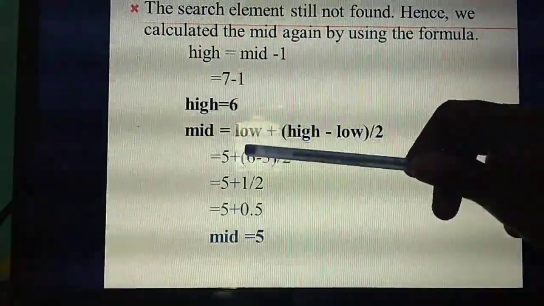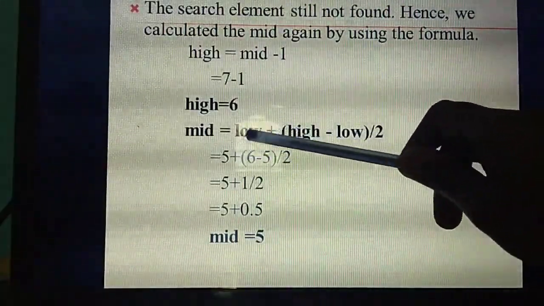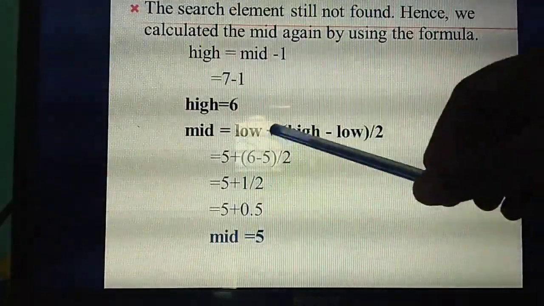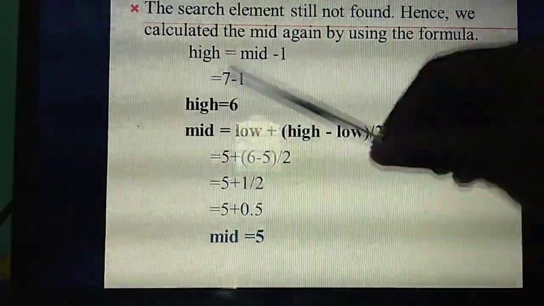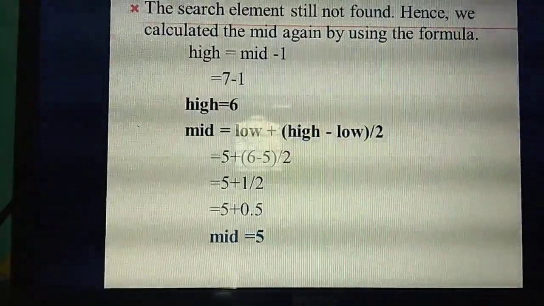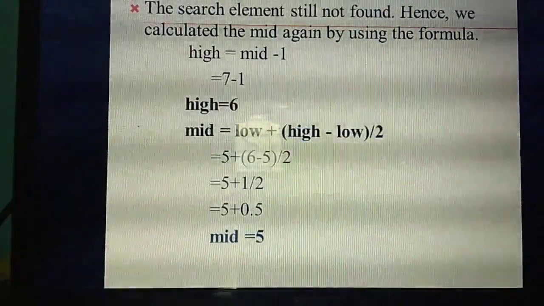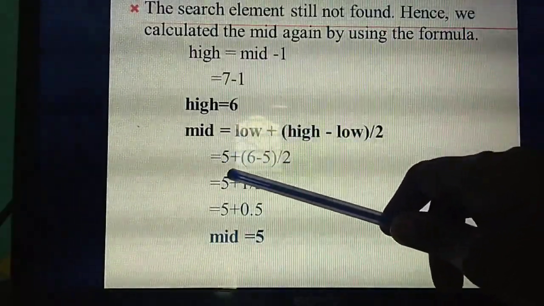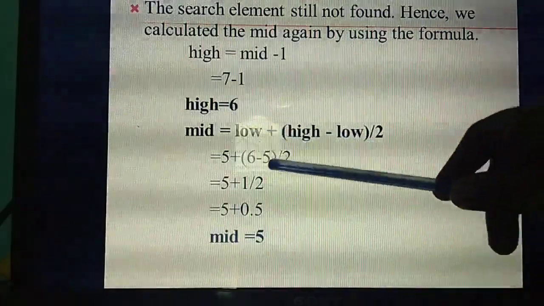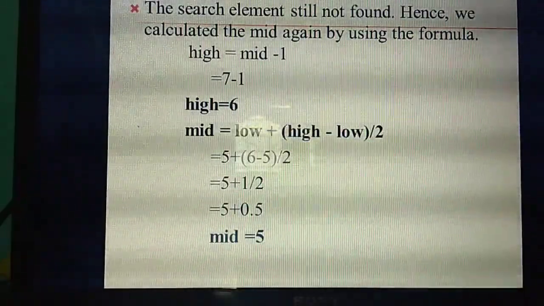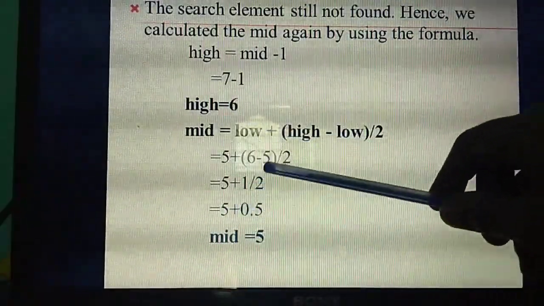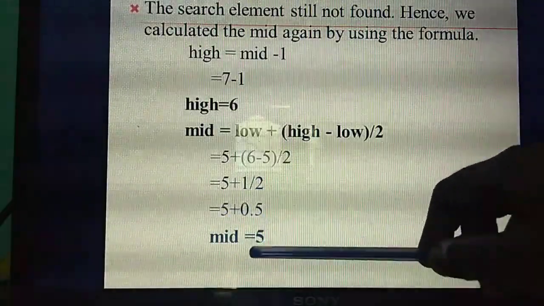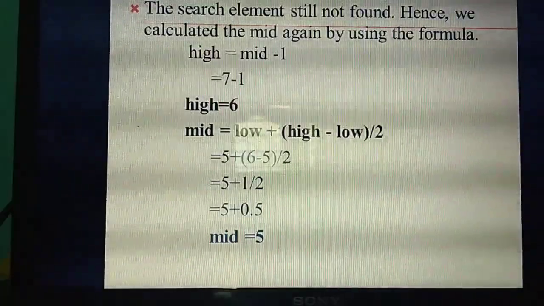So you substitute. Low is also the value you got at the last. In the last slide I explained what lowest value you get: 5. Substitute the same value only. Don't substitute from the first itself. What's the last lowest value you get? That one you need to substitute. 5 plus, now what's the highest value? 6 minus 5 divided by 2. So it equals 5 plus (6 minus 5) which is 1, divided by 2. So 5 plus 1 divided by 2 means 0.5. So 5.5. Now the mid value is 5.